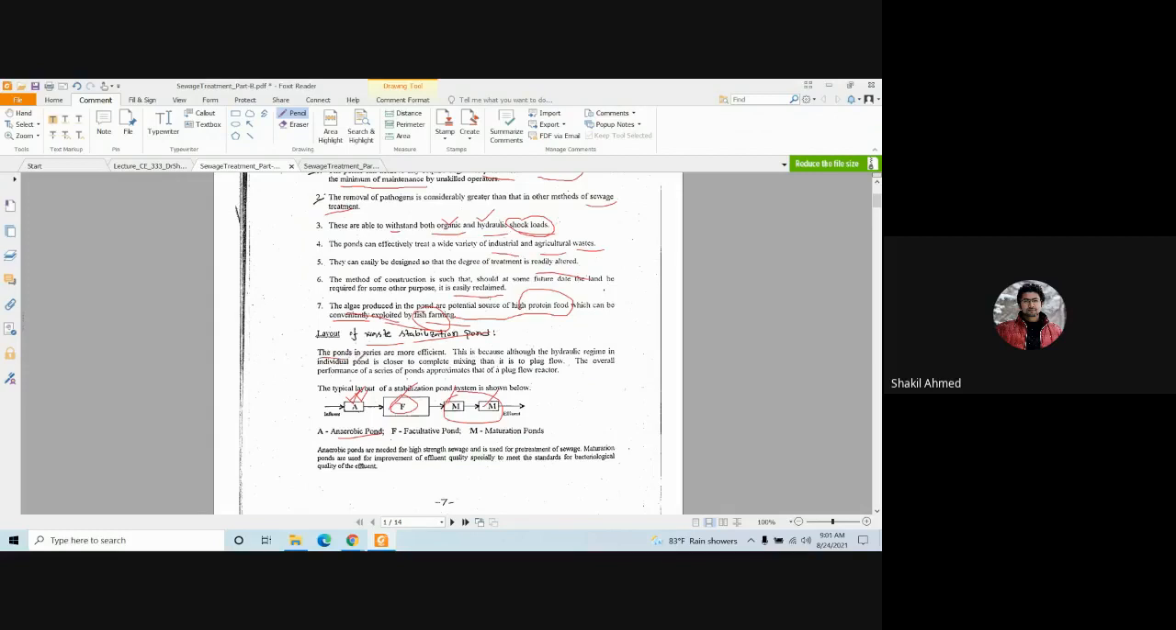So the ponds in series are more efficient. As you can see, they are connected in series. This is because although the hydraulic regime in the individual pond is closer to complete mixing than it is to plug flow, the overall performance of a series of ponds approximates that of a plug flow reactor.